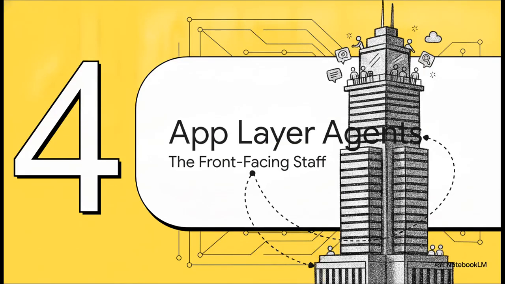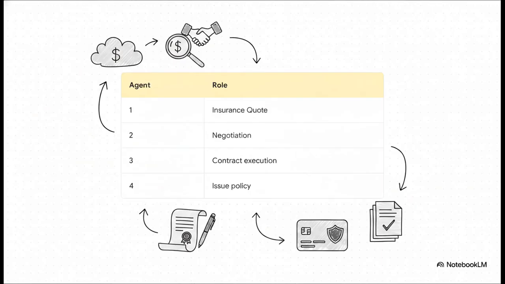All right, Section 4, the App Layer Agents, the front-facing staff. This is the penthouse. Here is where the autonomous agents actually live and work. Think of them as your highly specialized front-facing staff. For example, let's look at an insurance pipeline. You don't just have one generic AI trying to do the whole shebang. No way. You have narrowly focused agents.